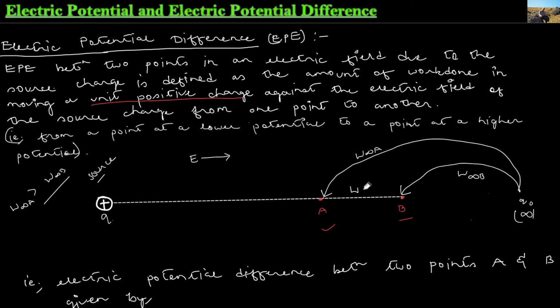So this difference in potential we denote as what? As WAB. Why WAB? Because point A is at a higher potential compared to point B. So always when we write something like this, it should be from higher to lower, from a point at a higher potential to a point at a lower potential.